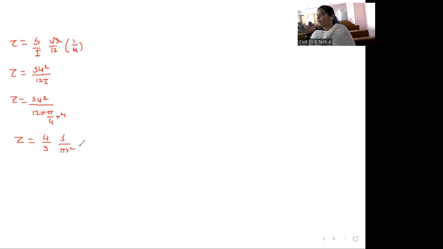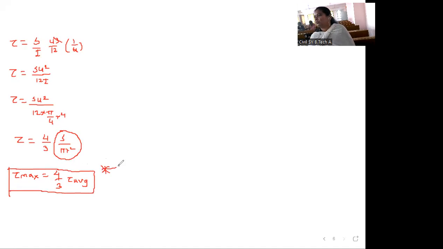Okay, S divided by pi r square. Here you have to put the value of u afterwards. After solving, what remains is tau equal to 4/3 S divided by pi r square. So this S divided by pi r square means tau average, so tau max is equal to 4/3 tau average. So you have to focus on this equation only. For a circular section, tau maximum, that is maximum stress, is equal to 4/3 times tau average. Only this equation you remember.